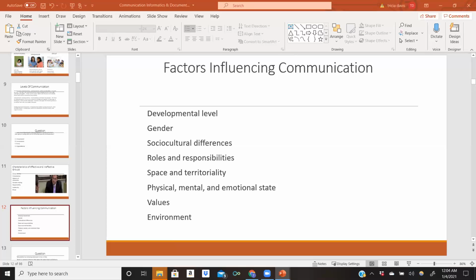You have roles and responsibilities. So a person's occupation might give the nurse a general supposition of the person's abilities, their talents, their interests, and their economic status.